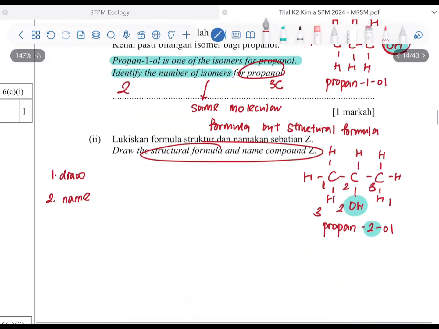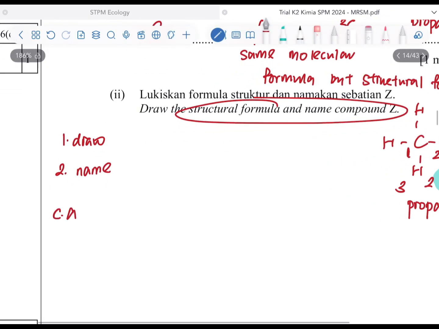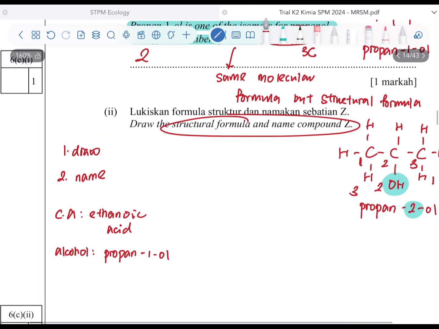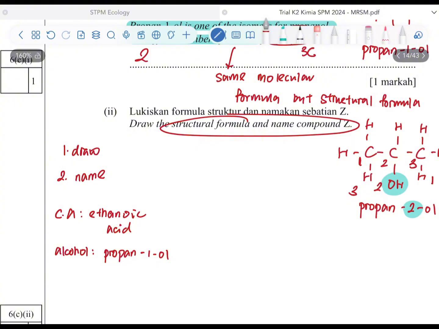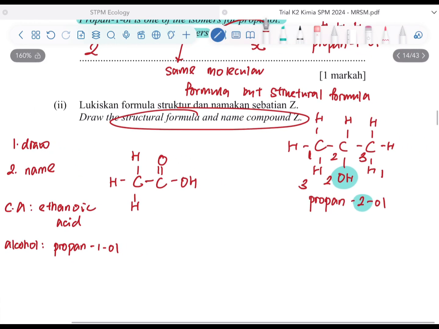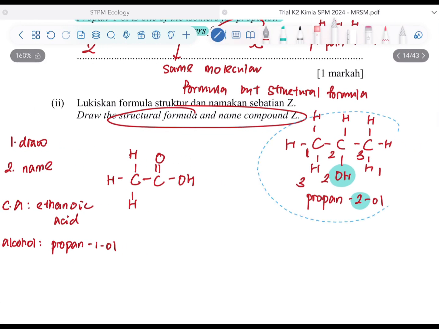Okay, so first we have the carboxylic acid, which is the ethanoic acid, and then we have the alcohol, which is the propan-1-ol. Right. So let's draw out the chemical formula for the ethanoic acid first. It is C double bond O, OH, and the other side is the H, the hydrogen. So okay, let's erase, put this away first.